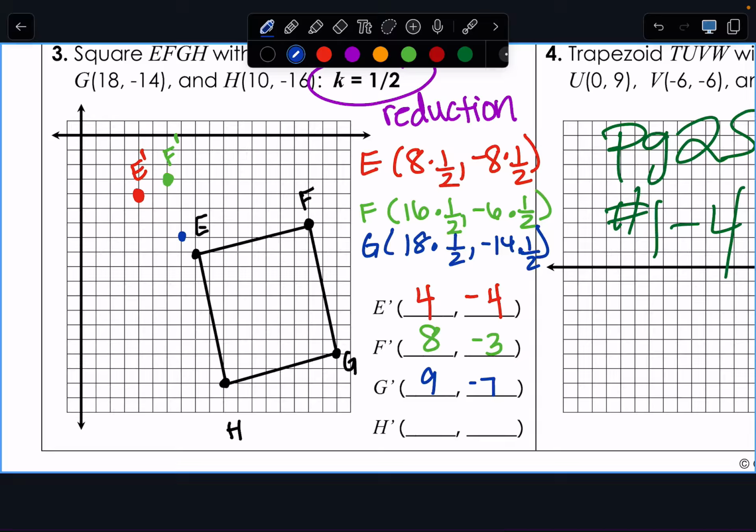Okay, and then H is 10, -16. What's 10 times 1/2? 5. And what's -16 times 1/2? -8. Okay.